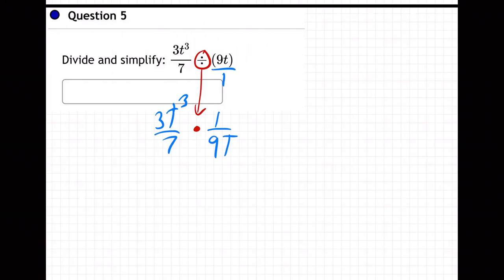A lot of people say it this way: keep, change, flip. So keep the first one the same, change the middle from divide to multiply, and flip the one on the right. Flip it upside down. Why? Why do we do that? Because dividing is upside down multiply.